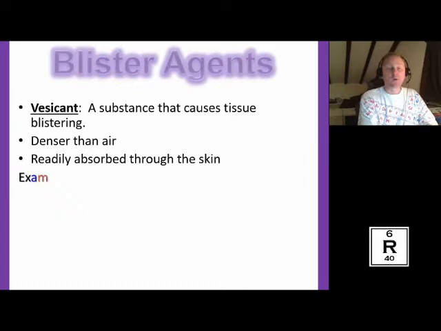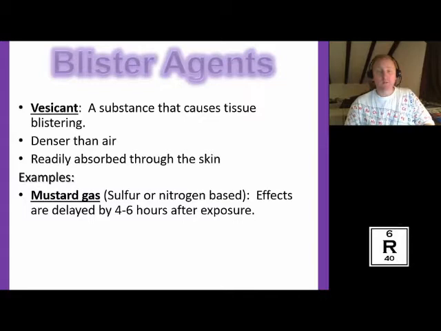Examples of blister agents include mustard gas, which can be sulfur or nitrogen based. What's interesting about mustard gas is, if you get exposed to it, the effects will be delayed for about 4 to 6 hours. So if you're walking through the forest and the mustard gas is on the vegetation, rubbing across your body, you don't even realize that you got it on you. That has strategic purposes if you think about setting up traps, because nobody knows and everybody's walking through, and then 4 to 6 hours later, you get extreme burning and blisters form, and they don't know where you picked it up.